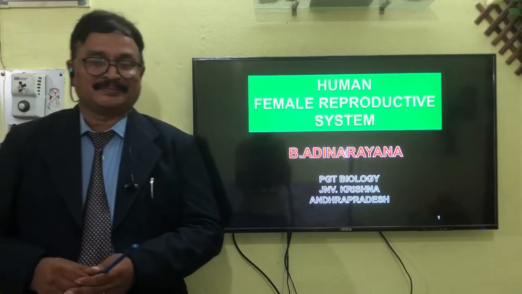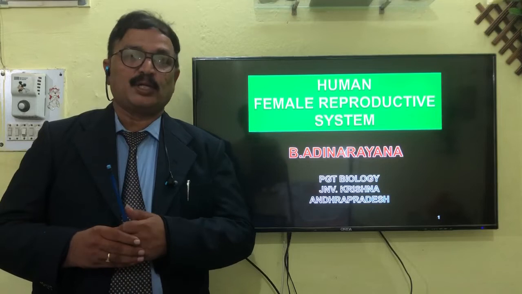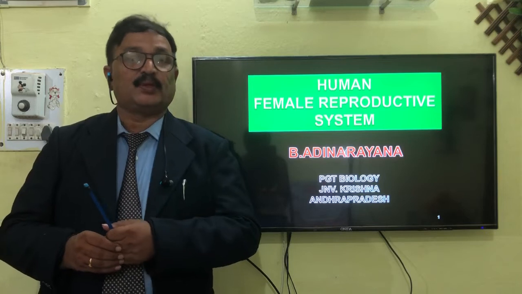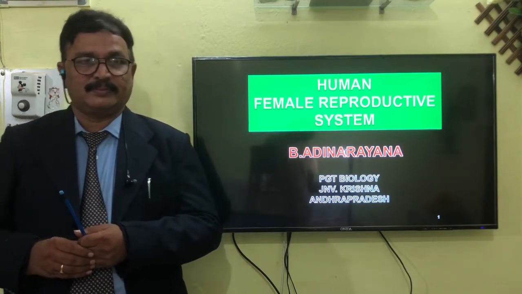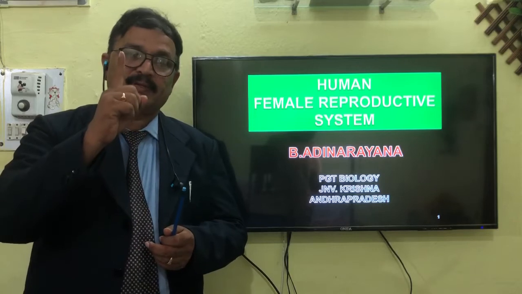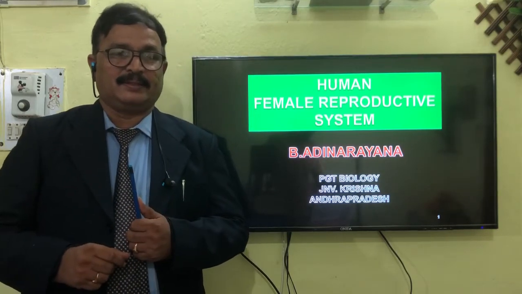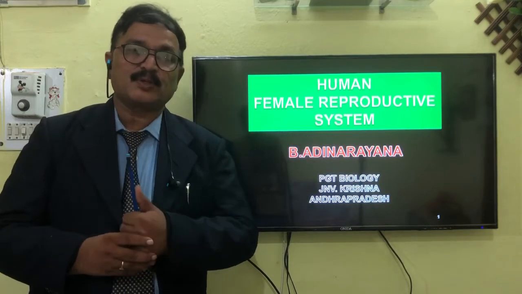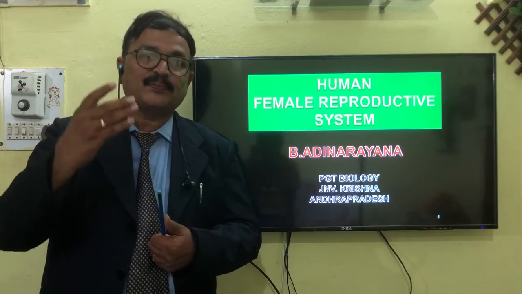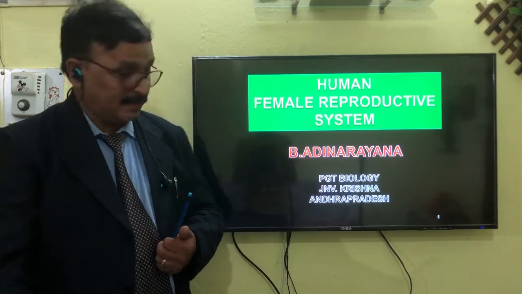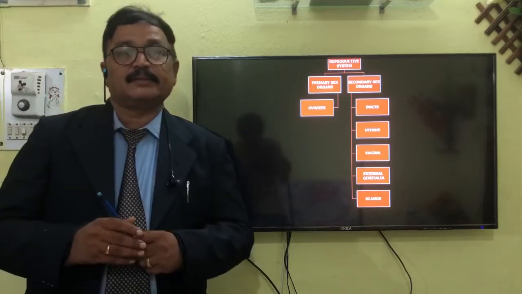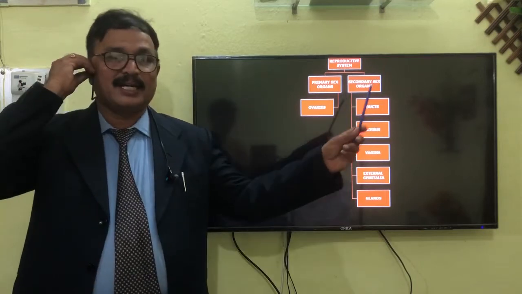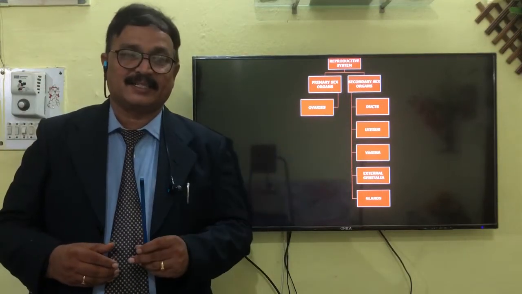Hello my dear children, today we are going to learn about the human female reproductive system. We know any system is designed to perform some specific functions. Now let us see what the different parts of the human female reproductive system are and what specific functions are performed by them. If you take the total human female reproductive system, it shows two types of organs, primary sex organs and secondary sex organs.